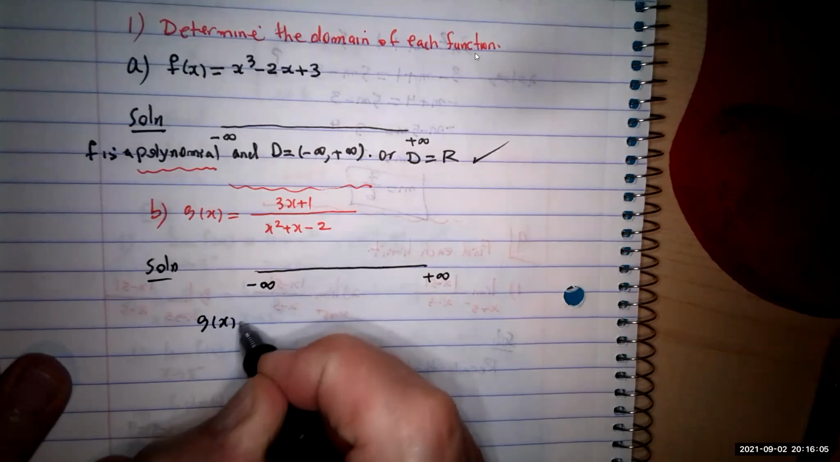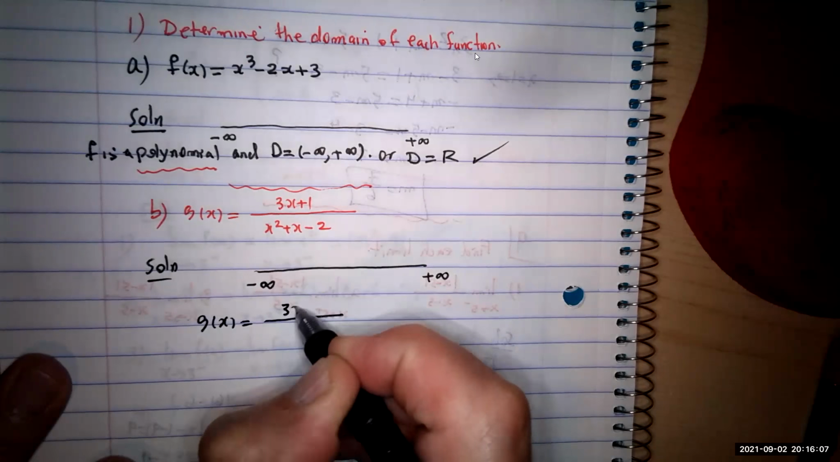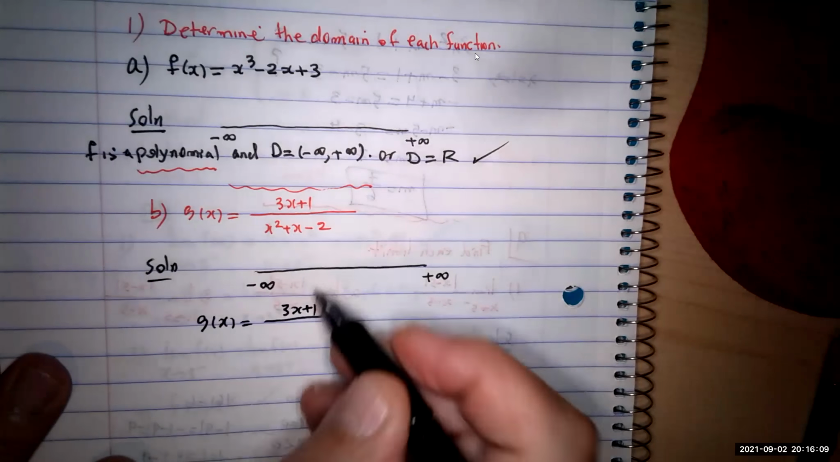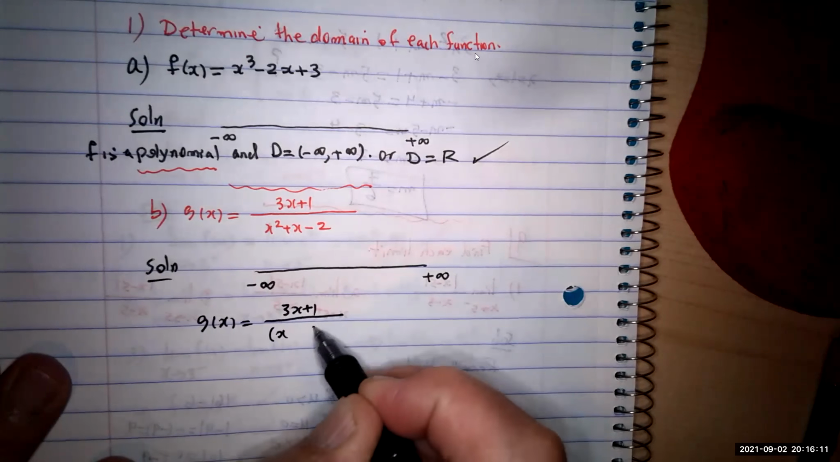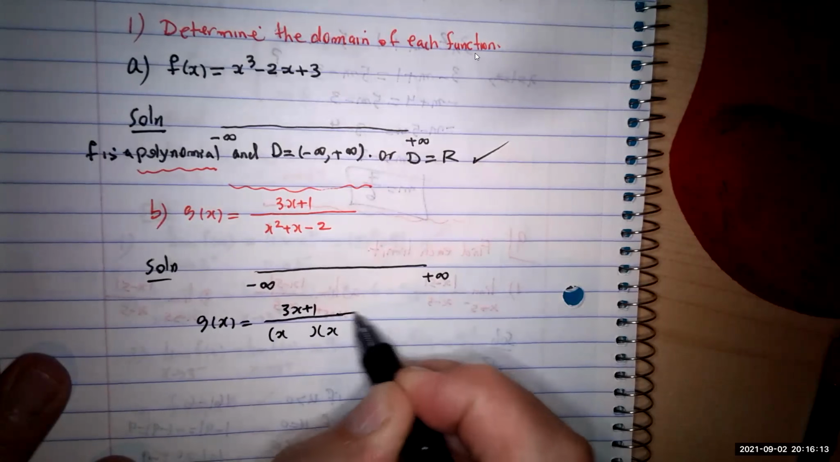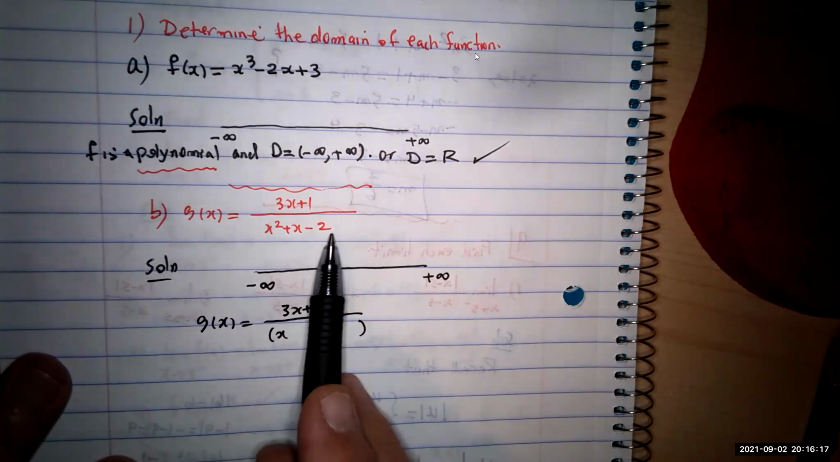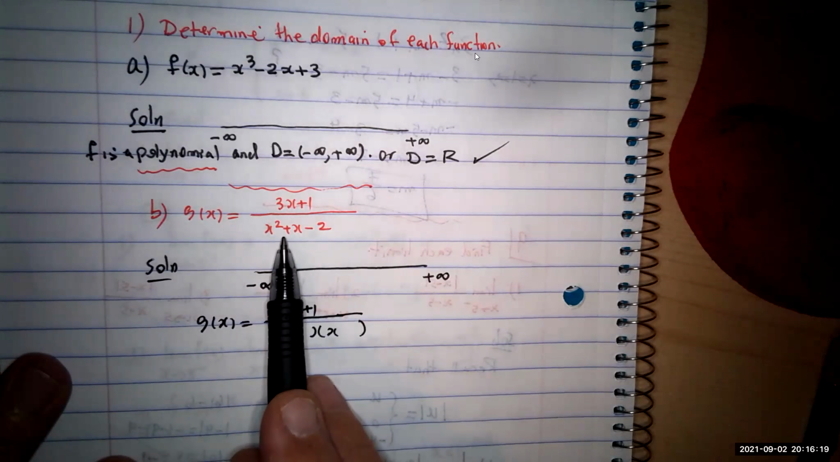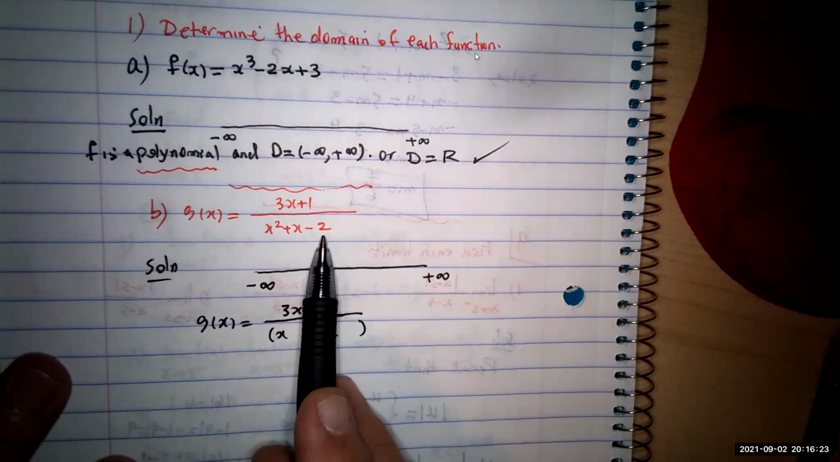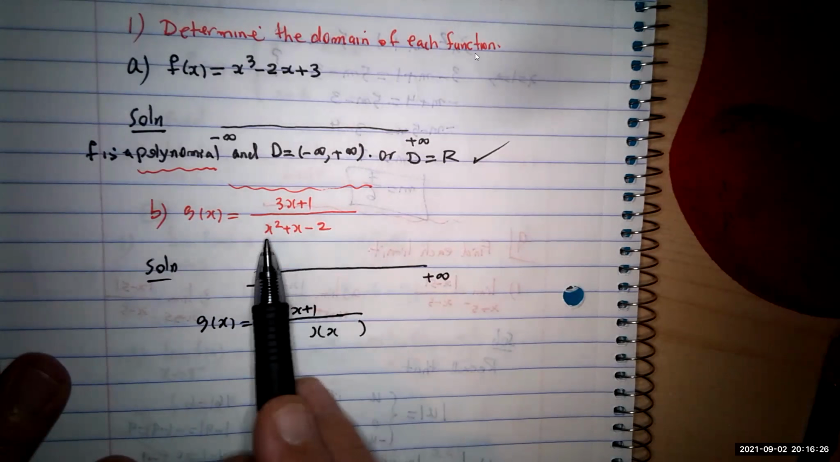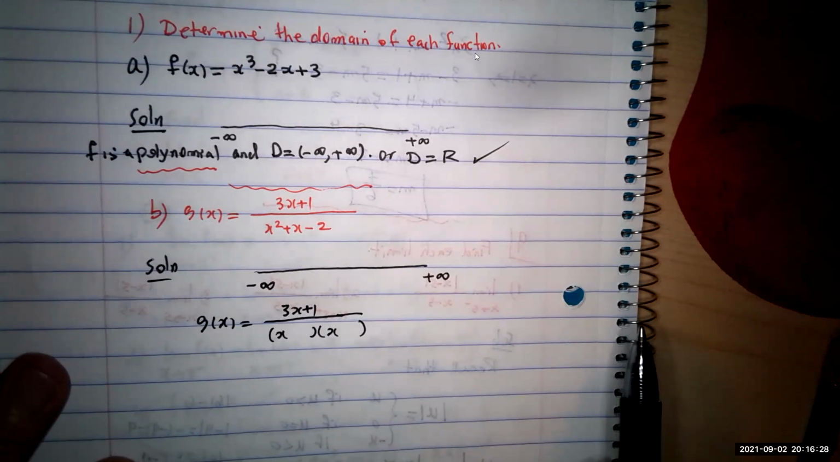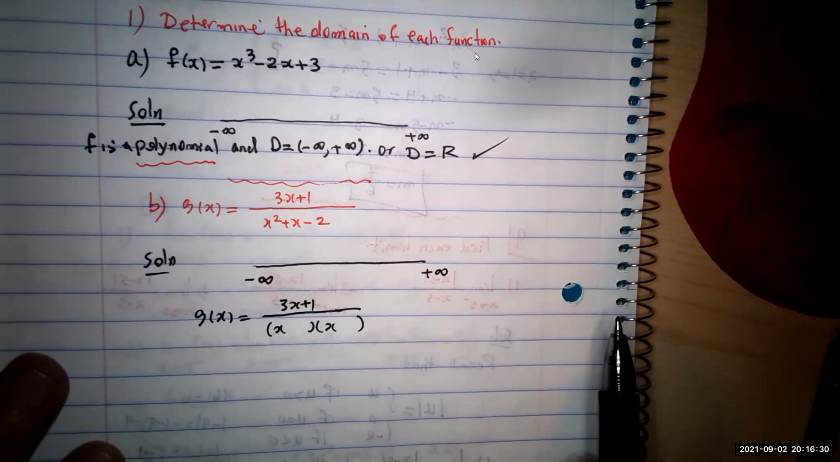g of x is equal to 3x plus 1 over x squared plus x minus 2. You factor this one, you know that this is going to be x times x. What you need, this is a negative, so this is a product of two numbers. Since negative, this is a difference. So 1 is a difference. So you want to find two numbers with a product of -2 and a difference of 1. Any suggestion?